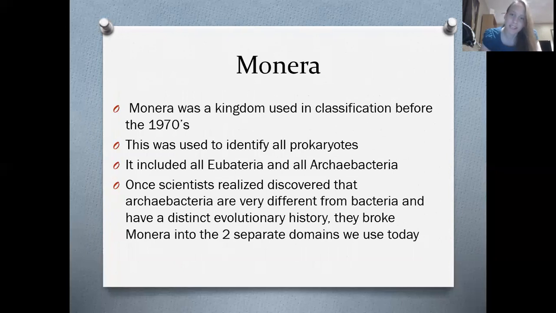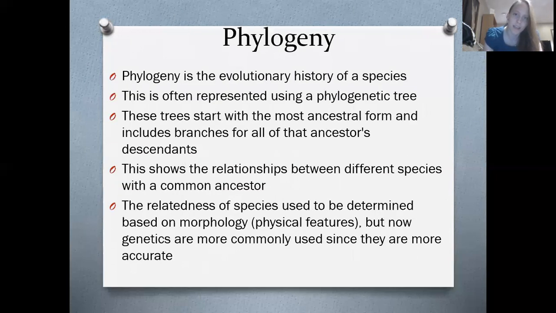Monera, again, was the kingdom that used to be used to identify all prokaryotes, so the eubacteria and the archaea bacteria. But once scientists realized how different those groups of bacteria are and how the archaea bacteria evolved so long before the eubacteria, they broke that Monera into the two separate bacteria kingdoms.